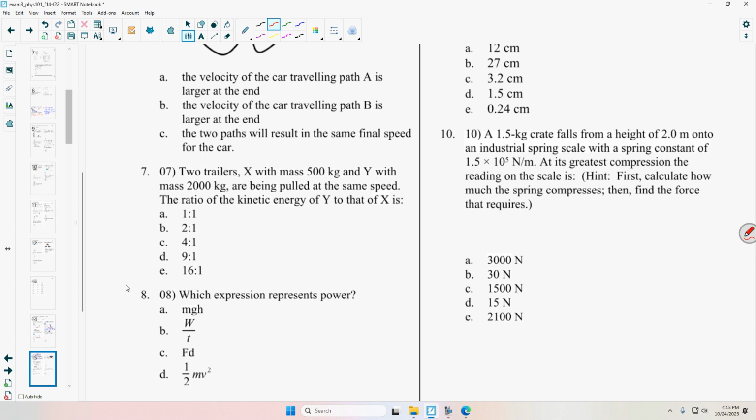Okay, so I have trailer X with a mass of 500 kilograms and trailer Y with a mass of 2,000 kilograms. All right, and I want to know the ratio of the kinetic energy of Y to X. So I want to know what is the ratio of the kinetic energy of Y to the kinetic energy of X.